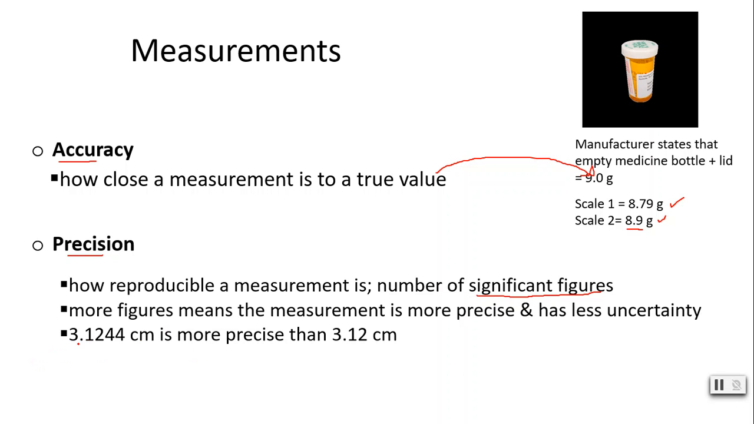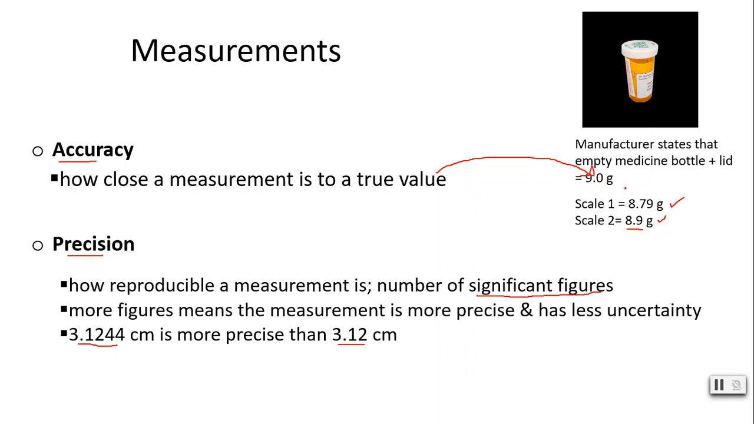So for example, if I was comparing these two measurements right here, 3.1244 and 3.12, the 3.1244 would be more precise. It has more digits associated with that number. I know this number to the 10,000th decimal place.